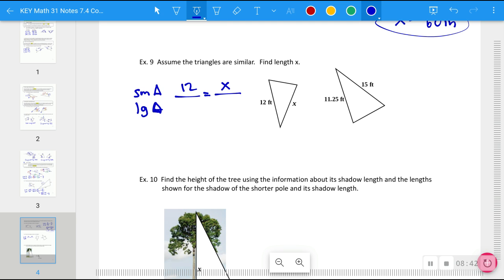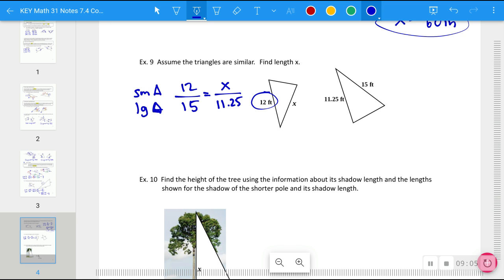And then I have to decide which side to pair with a 12. Well, you'll notice that it's slightly longer. It's the longest side of the triangle. And from the appearance, it would be this 15 that it goes with. Corresponds with the 15. And the X is the medium side length, and that goes with 11.25.